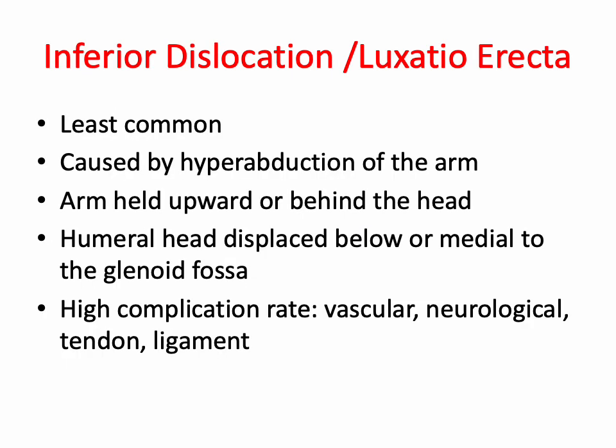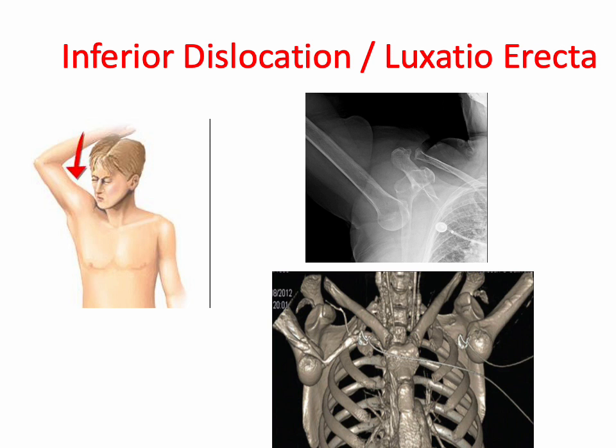By far the least common is an inferior dislocation, which is caused by hyperabduction of the arm, and patients will present with their arm held up in abduction, sort of with their hand on their head. And the humeral head here is displaced below or medial to the glenoid fossa. It's got a pretty high complication rate, both neurovascularly and with capsular injury or rotator cuff disruption. So this is how they present, with their arm above their head and the hand on their head, and that humeral head is inferiorly displaced compared to the glenoid.